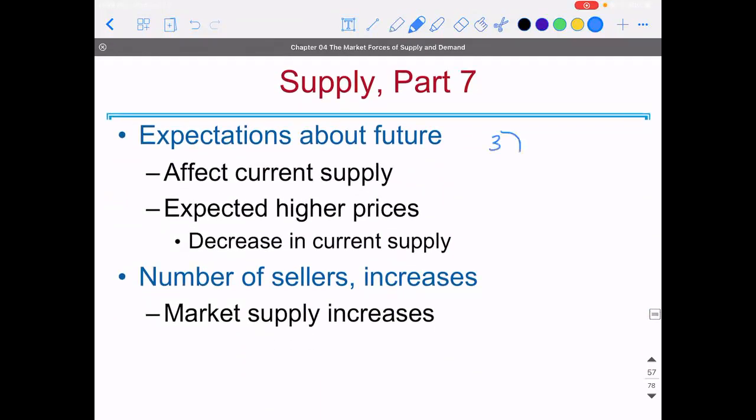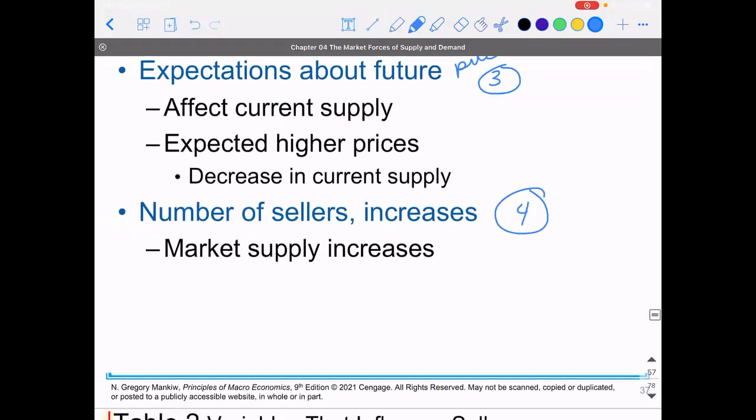Factor number 3 and factor number 4: expectations about future prices and the number of sellers. Let's talk about each of these.